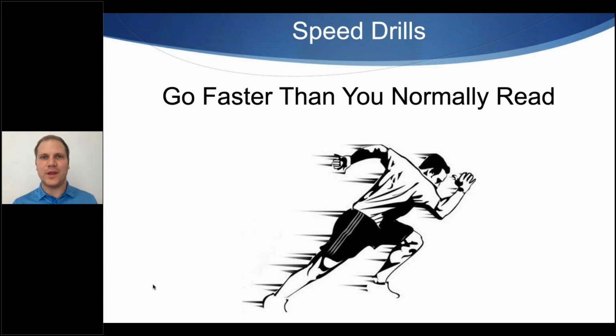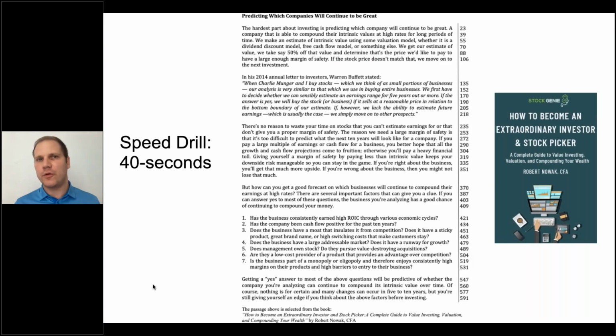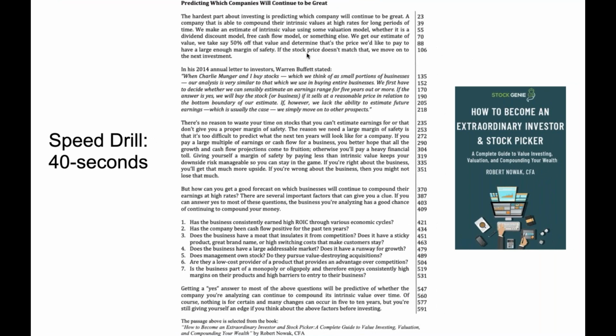So what we do in a speed drill is we take material we've already read and we try to go through that same text just a little bit faster. So I'll give you 40 seconds right now. Here's what we're going to do. And again, I'll disable my webcam. You're going to start at the beginning of this article that you read previously. I'm going to give you 40 seconds, and I just want you to get to the line that you previously read up to.